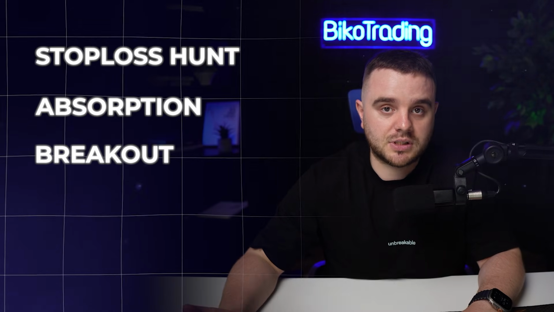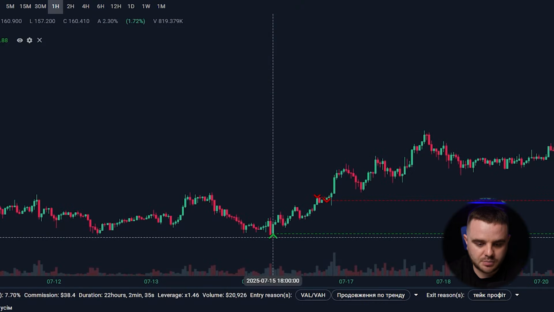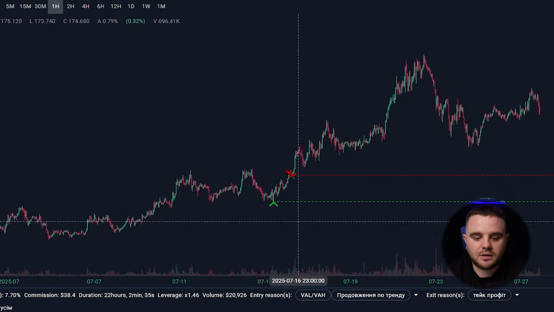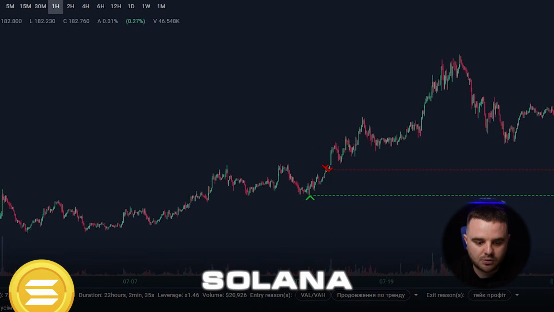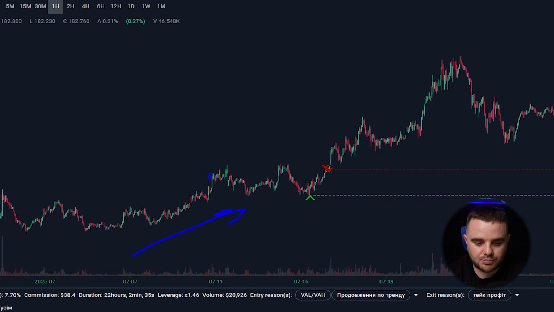First, of course, it would be stop loss hunt. I use it in a range or as a trend continuation. You can see here's my execution, and here we have a double situation which I allow. You can see that Solana was in this beautiful uptrend and price created a range.